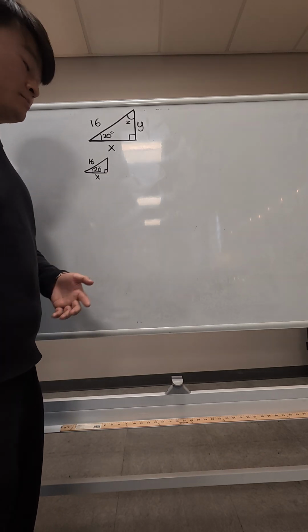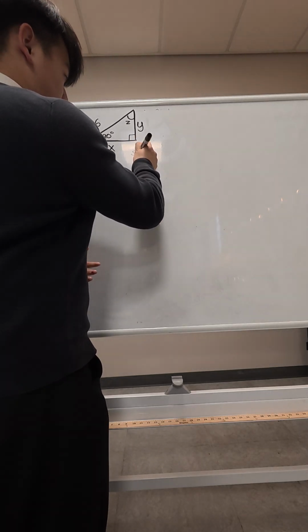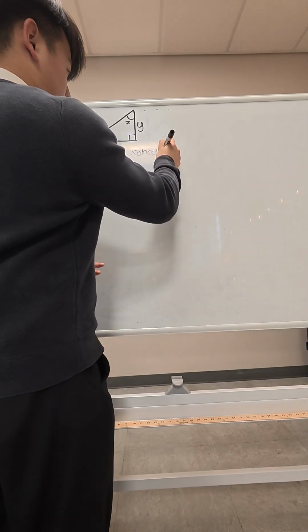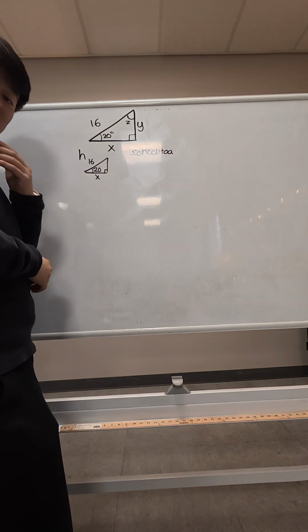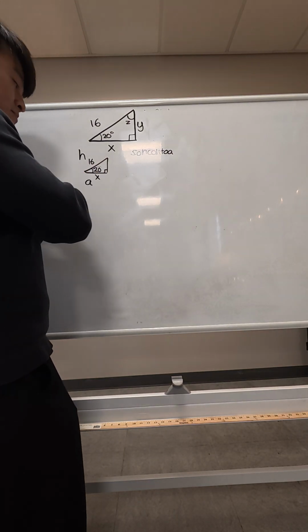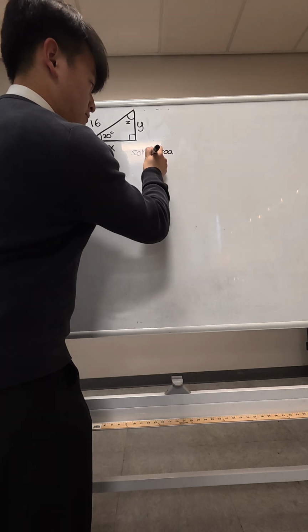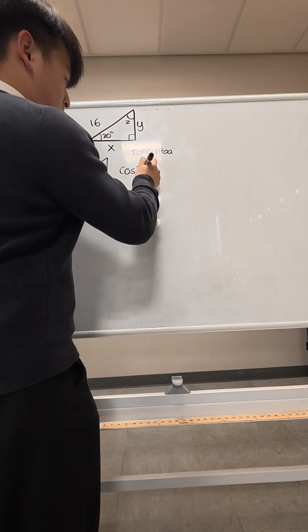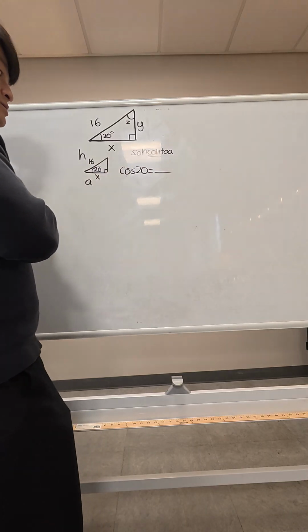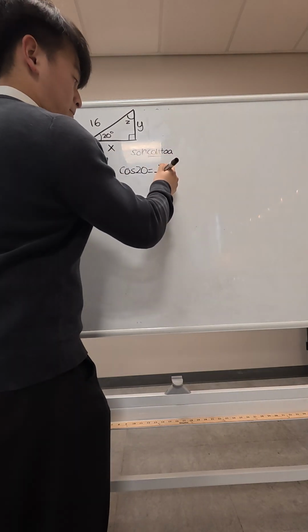Again, how do you solve for x? This is where you use trigonometry, where you identify SOHCAHTOA. So again, I have to ask myself, what do I have? Well, I said for 16, that's h. X is next to 20 degrees, so we call that a. I have a and h, so I'm definitely using this one, cosine. So I'm gonna write cosine 20 equals a over h, x over 16.